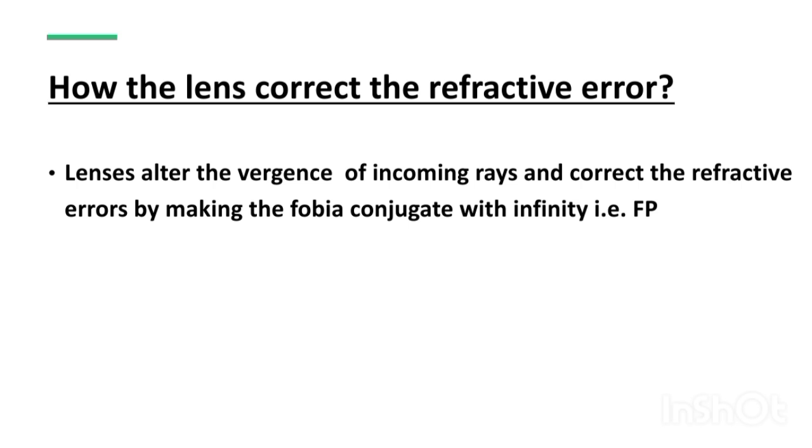So when it focuses on the retina, the fovea and the far point are now conjugate; we get the conjugacy. At that time, the patient's refractive error is fully corrected.